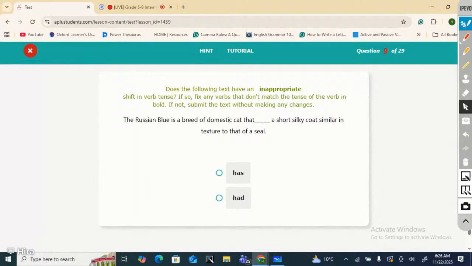Yes, Nanny, your answer is correct. Option one. ST Blue, again, yes, has. Because the Russian Blue is a breed of domestic cat, so you're talking about present tense. You don't need a past tense verb. That has a short silky coat similar in texture to that of a seal. So has is correct, option one.